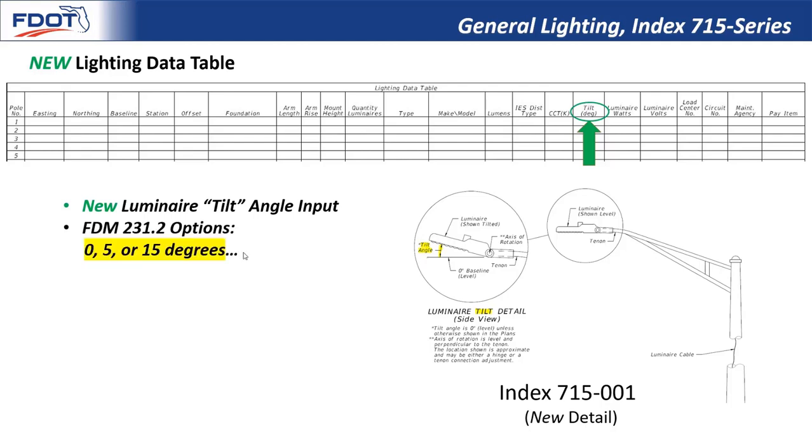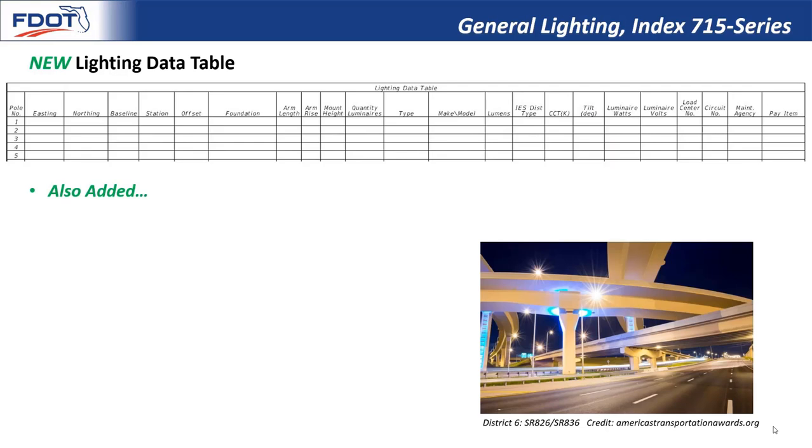And so per FDM 231.2, the input options for luminaire tilt are 0, 5, or 15 degrees. So again, please refer to this FDM 231 for the usage conditions of these different tilt angles. And now to round out discussing this lighting data table, we'll just go ahead and list out the remaining input variables that are now included.